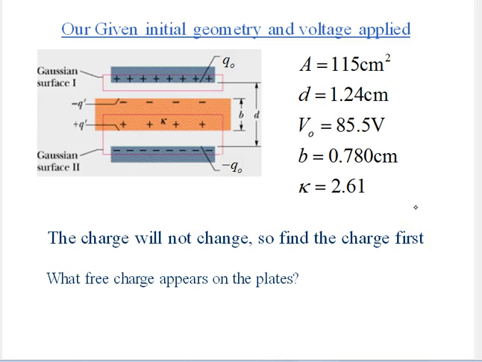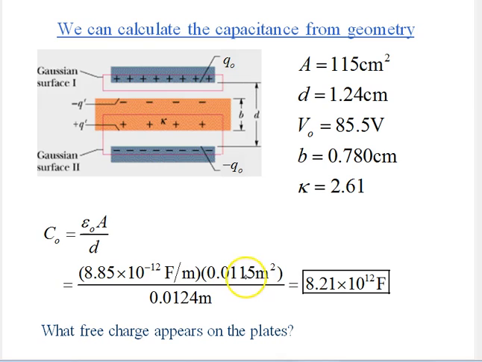We'll find what is that free charge that appears on the plates. We can use our theory that the charge is equal to the capacitance times the voltage across the plates. We know the voltage, we don't know the capacitance, but we do know the geometry. So initially we'll look without the dielectric inserted, and we can solve for our capacitance, C naught. That's when we have vacuum, or free space, or air between the plates of the capacitor.